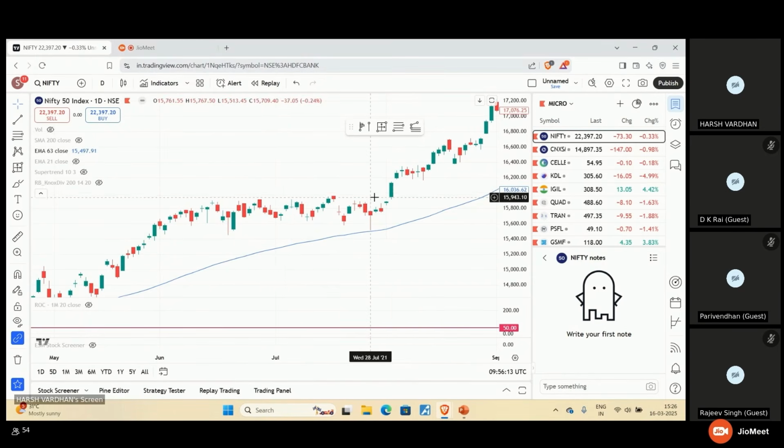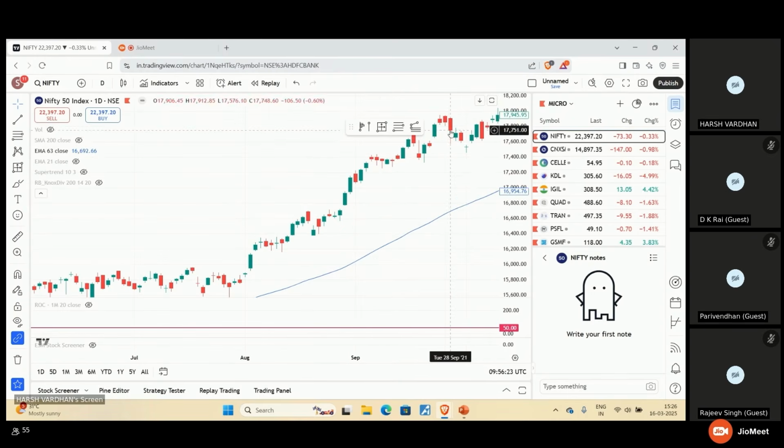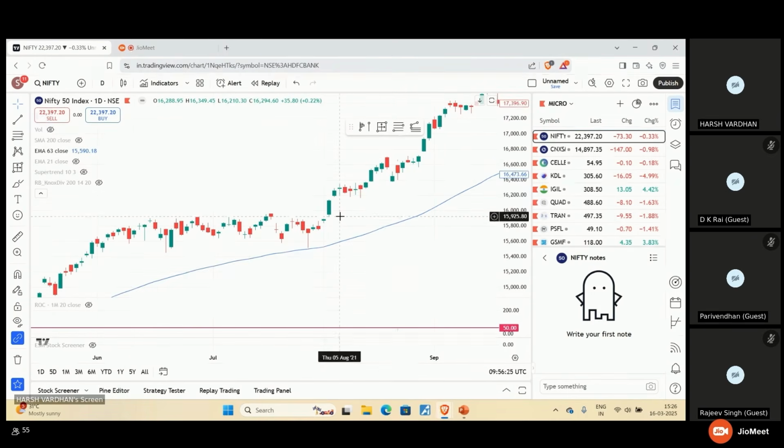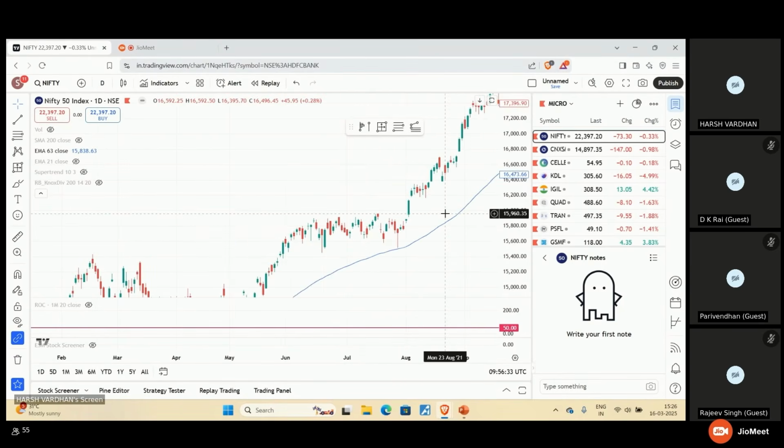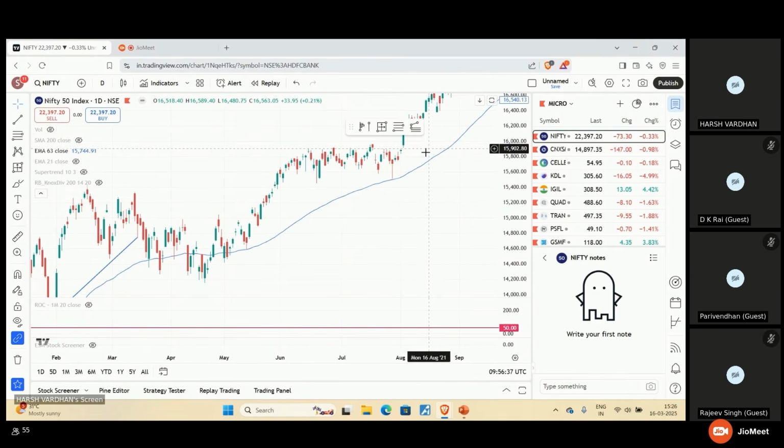So again, a breakout happened here. For example, from this range of 16,000 to 15,500 levels, again a breakout happened through this green candle, then again the market gave a good up move. So that's why breakouts are also important, especially at index level. Stock specific, there can be false breakouts as well, but index level breakouts are also very important.